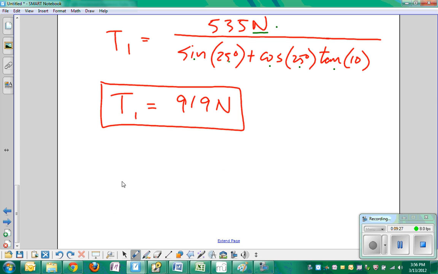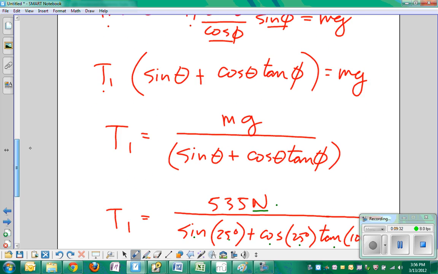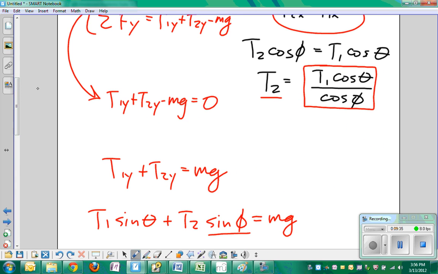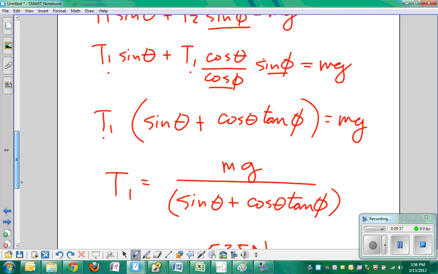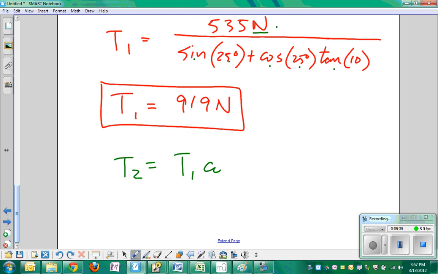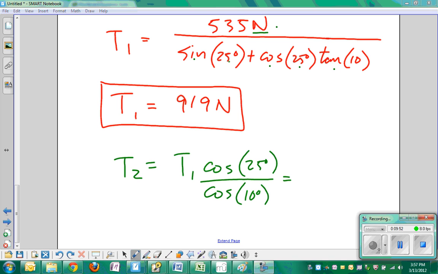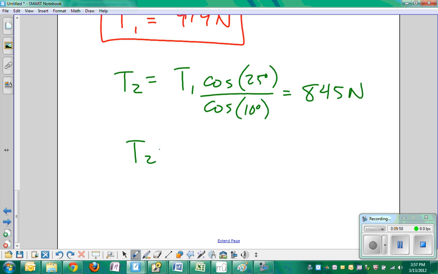And now we just have a quick job of saying T2 is equal to T1, and go back up here and see what that substitution was: T1 cosine theta over cosine phi. So T1 cosine theta, 25 degrees, over cosine phi, cosine of 10 degrees, gives us a new number, 845 newtons. So just down here to make it a little cleaner, T2 equals 845 newtons.